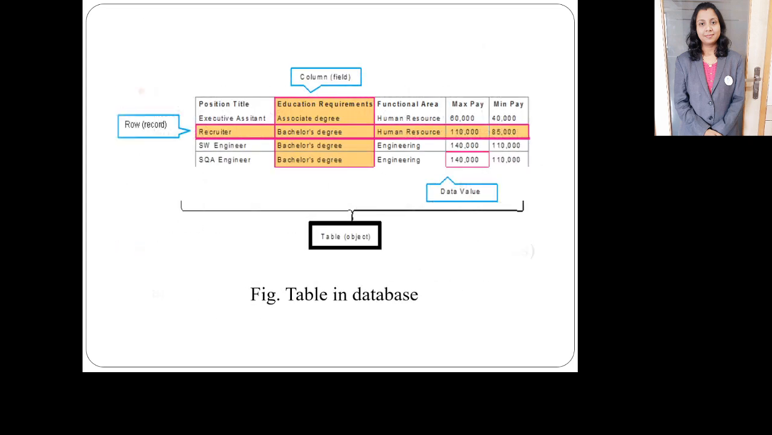Here you will be seeing the table. This is the figure where this is a table, and here all the data is stored. This is a row. A row is also called a record. Here the recruiter's educational requirement is a bachelor's degree, working as HR, with a maximum pay and a minimum pay. A column means a particular column, such as the education requirements column. A column is also called a field. A data value is one particular selected cell.